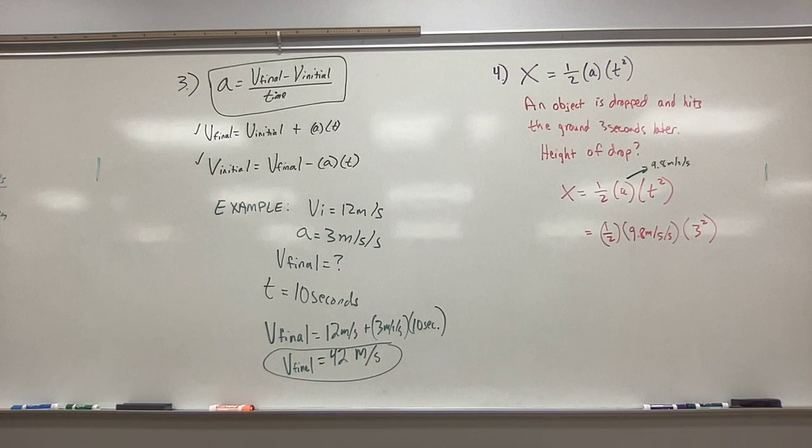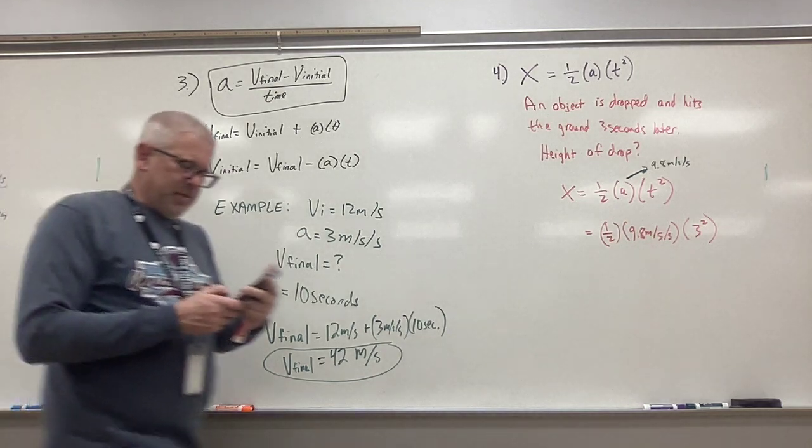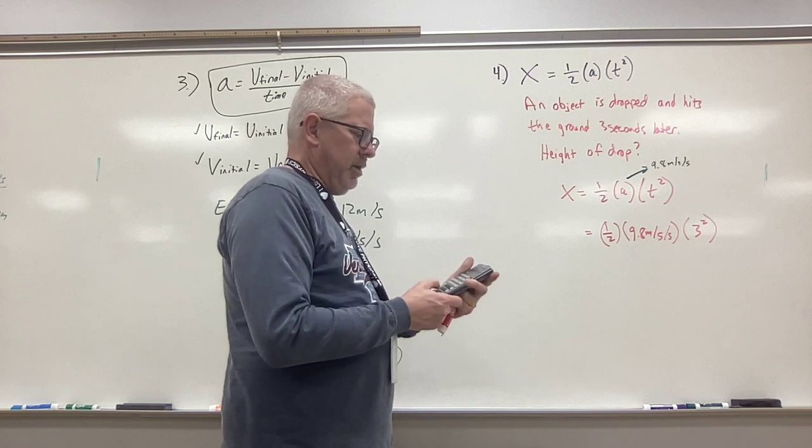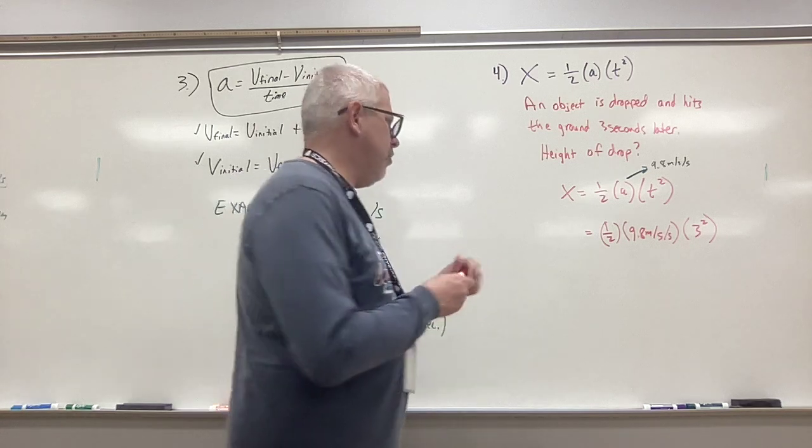So let me check that. Again, in my calculator, I would just put 0.5 times 9.8. If you don't have the square button, you could just do times 3 times 3. And it is 44.1 meters.